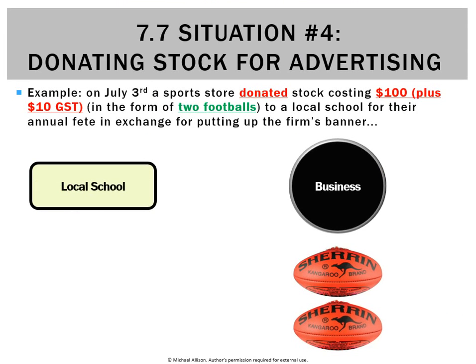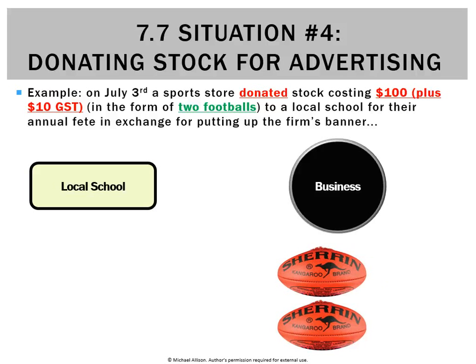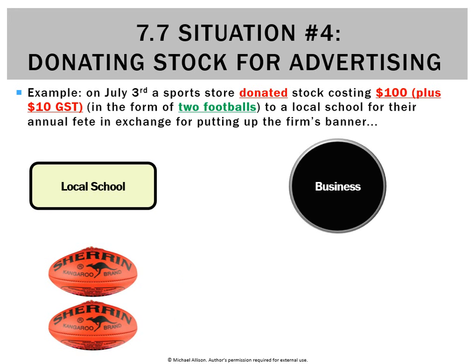So in this case, on July 3rd, a sports store donated 2 footies, which cost a total of $100 plus GST, to a local school for their annual fete in exchange for putting up the firm's banner. So we're getting some advertising out of this. So we've donated the 2 footies to the local school.